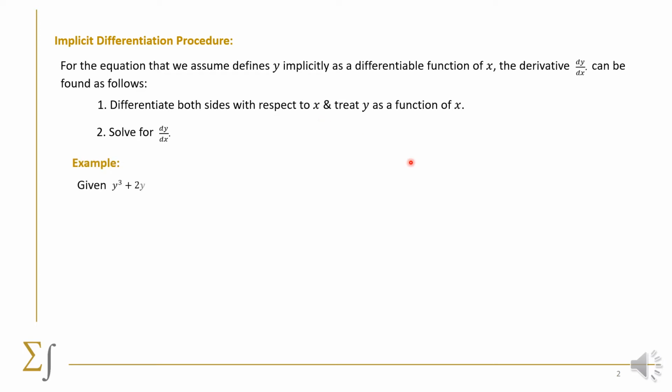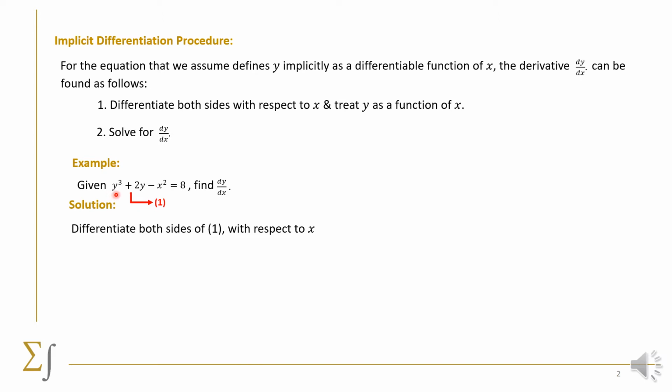Given y cubed plus 2y minus x squared equals 8, we're asked to find dy by dx. We all see that we cannot have y on one side and everything else on the other side. We cannot solve for y. So we will just differentiate both sides of this equation, and we call it equation 1.